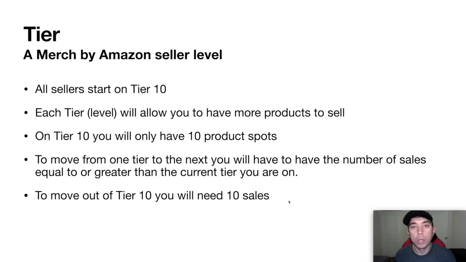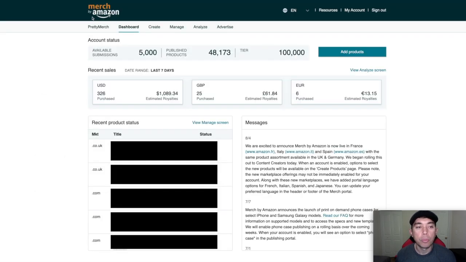And you may be wondering, what tier am I? What level am I? Well, this is where you can check, on the Merch by Amazon dashboard. If you are new to merch, you'll see one of these tabs here called Dashboard. This is your default Merch by Amazon dashboard, and right here is where your tier level is. I'm tier 100,000, which means I can have 100,000 products uploaded to merch, and I don't have that many. You can see I only have about 48,000, so I still have some room to grow before I get out of tier 100,000. So that's tier.